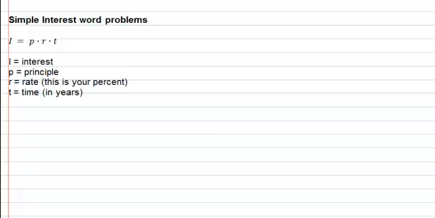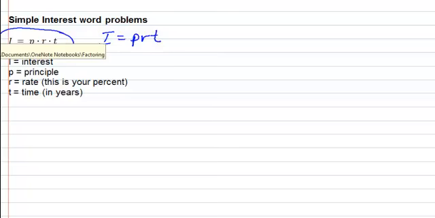So one type of word problem we need to be able to work are the simple interest word problems. And to do this, you do need to have one thing memorized, and that, of course, is the formula. Fortunately, it's really easy. I'm just going to rewrite it so you can see it: interest is equal to principal times rate times time. And that's all there is to that formula.